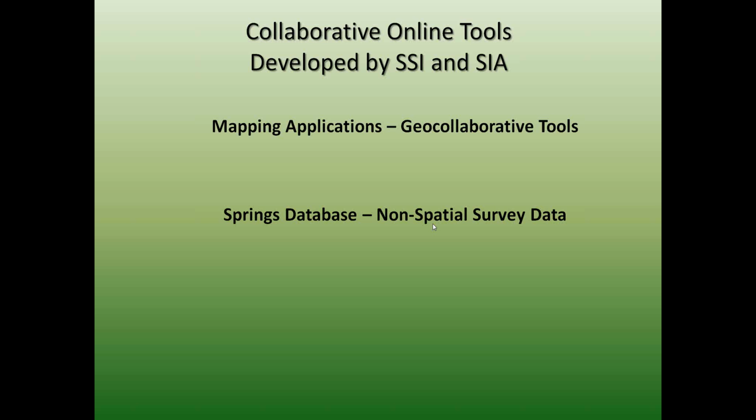So we have two different kinds of tools. We have mapping applications, and those are published from our Geo database. And the Geo database is fairly simple. It just has the spatial information, where the springs are located. And all of the non-spatial data are stored in this online database, but you can join the two using a common site ID if you want to do geospatial analysis. And the main reason for that is that you don't want to have a master's degree in GIS in order to enter data into the system.